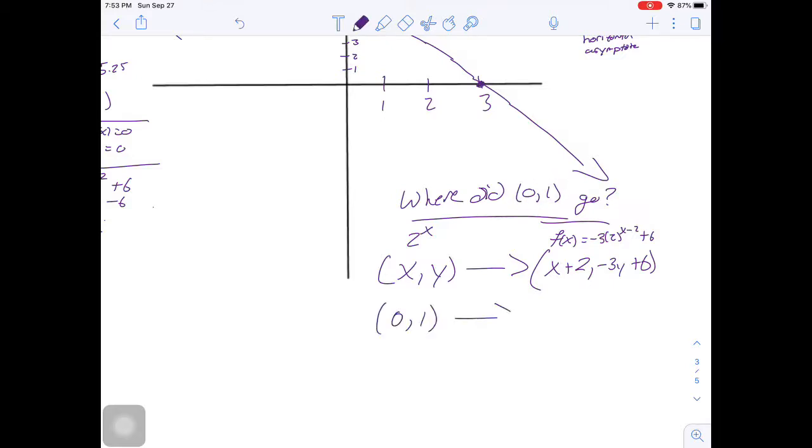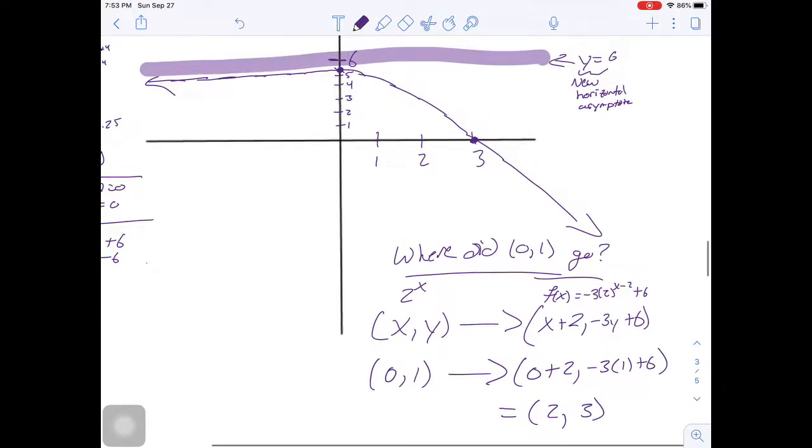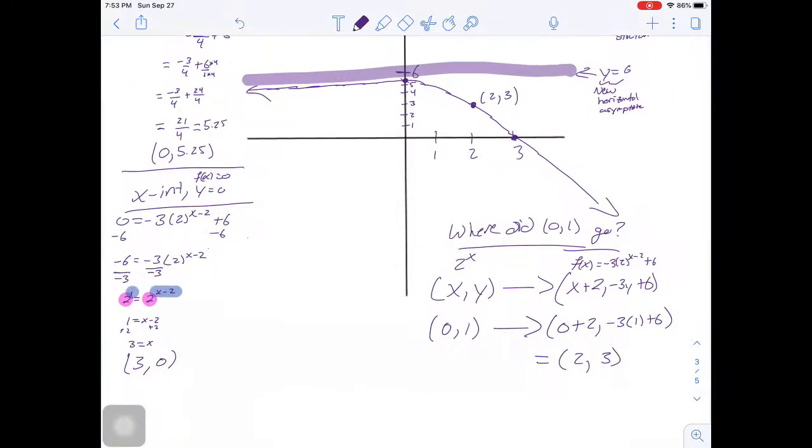So 0 and 1, 0 plus 2, -3 times 1 plus 6. And that equals 2 and, what does that give me? -3 plus 6 gives me 3. So 2 and 3, and let's see if that makes sense. That actually lines up almost perfectly on our graph. 2 and 3, look at that. So we were able to get a really good estimate of what this graph looks like, okay?